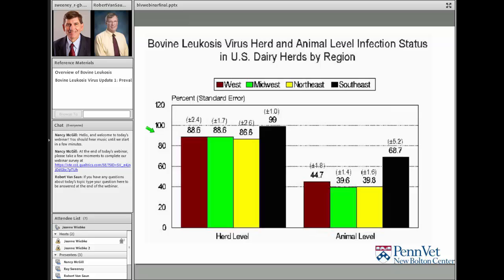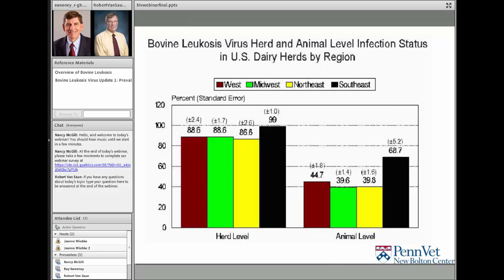dairies have the infection. And when you look at individual animals, again, the national average is about 50%. So about half of all dairy cows in the U.S. are infected with this virus. So virtually all herds, 90% of all herds, and 50% of all cows have this virus.